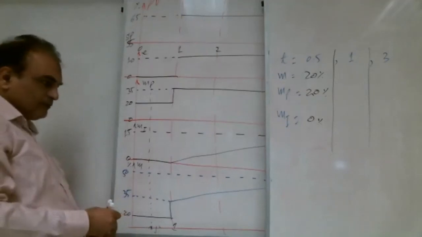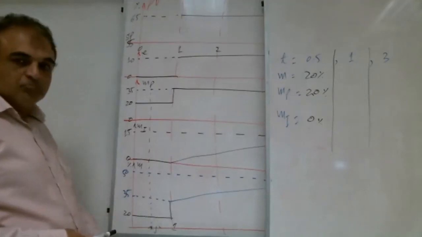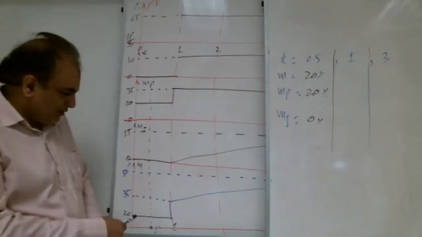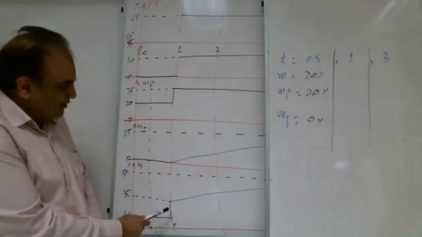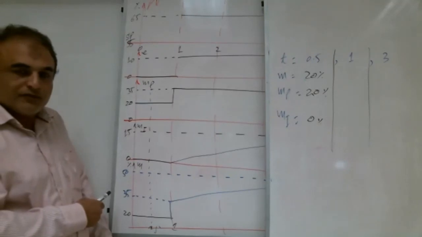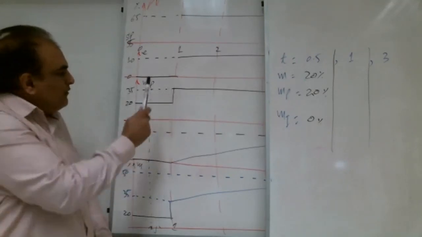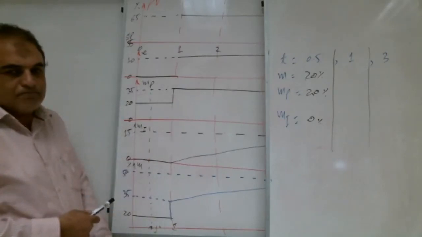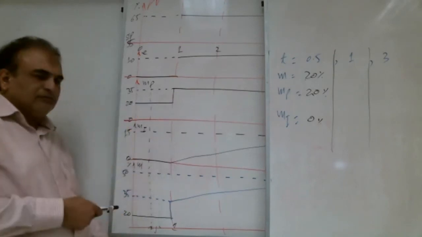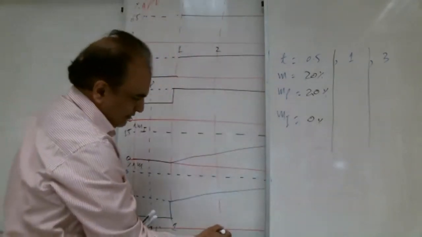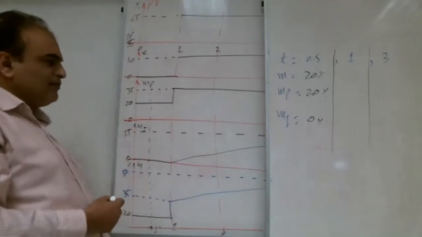At 1 minute, what is M? Increasing from 20 to 35. Very good. What is MP? Increasing from 20 to 35. Very good. What is MI? Zero. Very good. MI is 0. Okay, now at 3 minutes. Somewhere here. How much M?